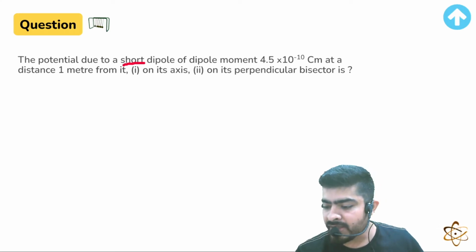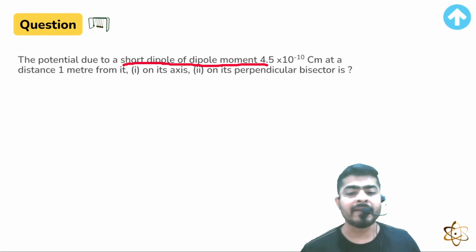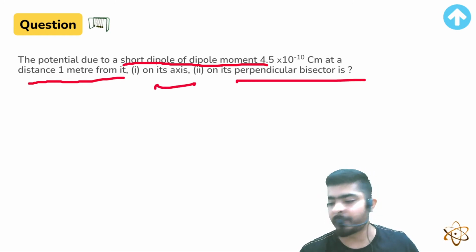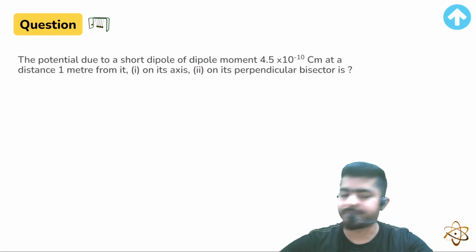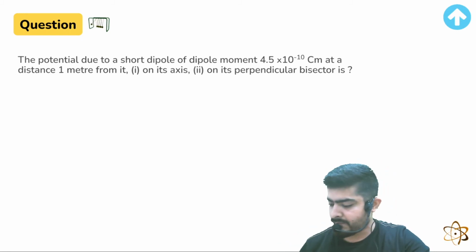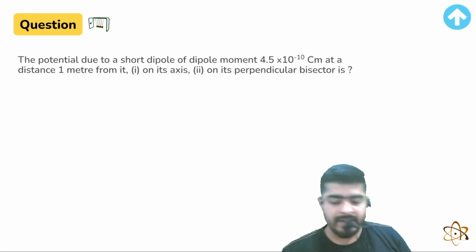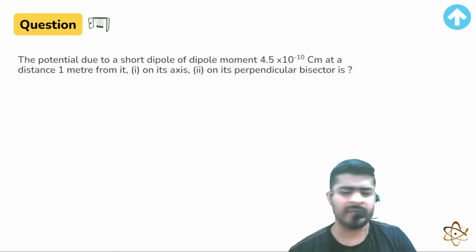Find the potential due to a short dipole of dipole moment 4.5 into 10 to the power minus 10 coulomb meter at a distance 1 meter from it, on the axis and on its perpendicular bisector. You can solve this question now. It's very easy. Apply the formula. They're asking the electric potential. On the axis, potential is kp by r square. And on the perpendicular bisector, you know the answer.